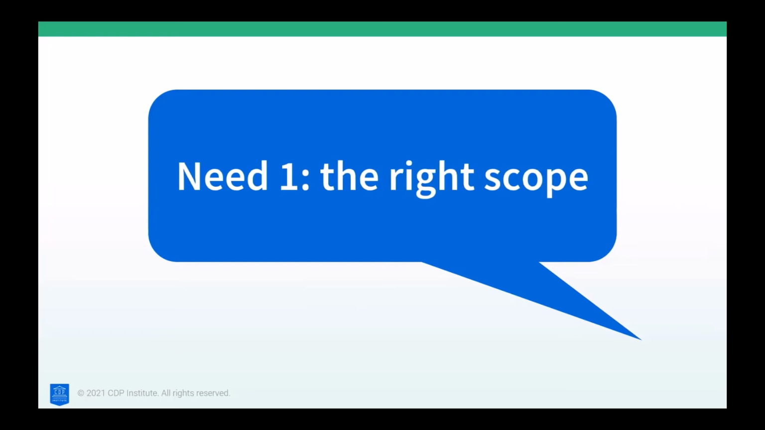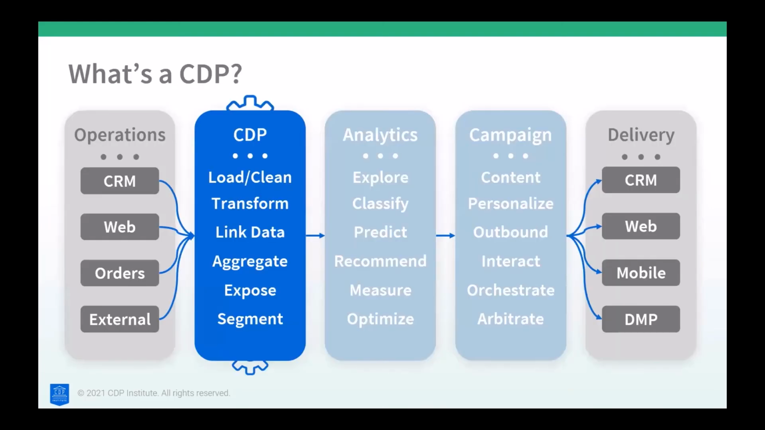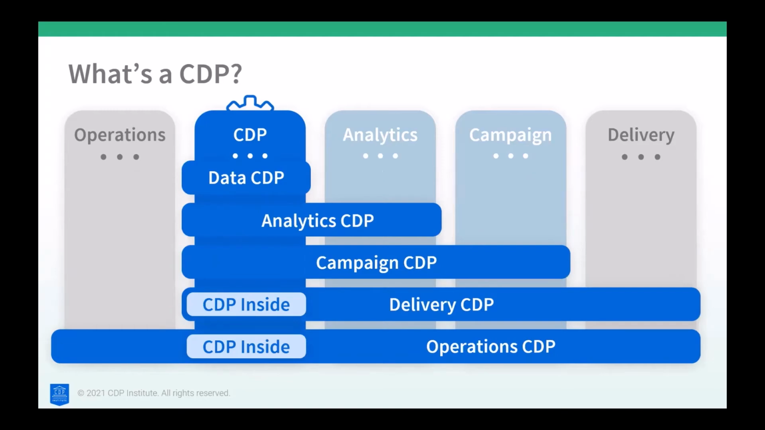Well, there are really two things you want to look at. The first need is to find a CDP that has the right scope. So remember our little diagram of all these different functions and where the CDP fits and where those other kinds of systems fit? Well, it turns out that some CDPs just do the data bit. That's all they do. They assemble that data, they build those profiles. Some CDPs do the data plus the analytics. We cleverly call those analytics CDPs. We didn't spend a lot of money on this naming. Some do the data assembly, plus the analytics, plus the campaign management bits. Those are campaign CDPs. You can see the pattern here.